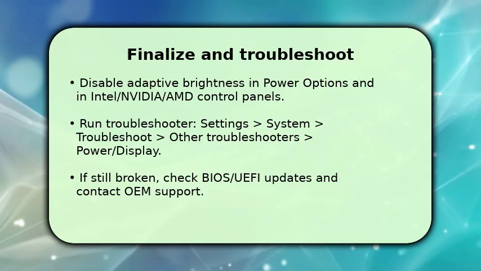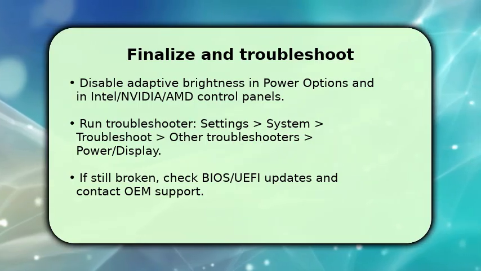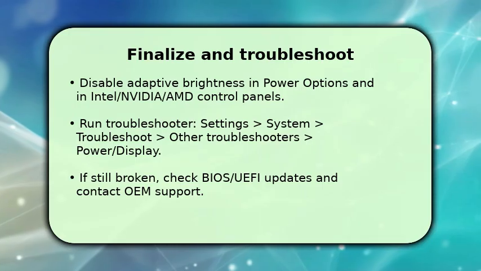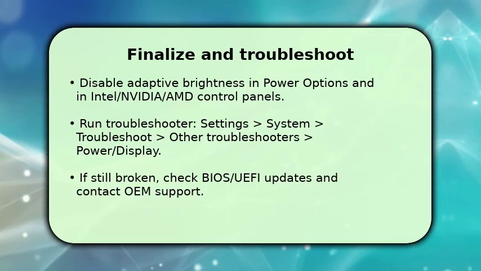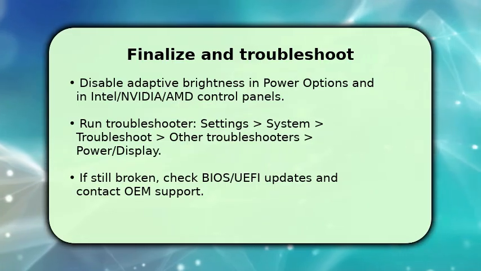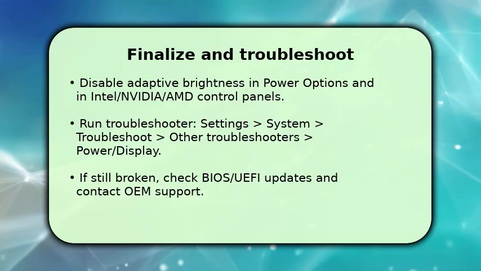Disable adaptive brightness in power options and inside any Intel, NVIDIA, or AMD control panel. Adaptive features can override manual controls. Run the built-in troubleshooters for power and display through settings to catch configuration issues.